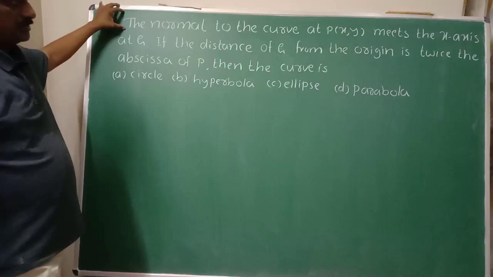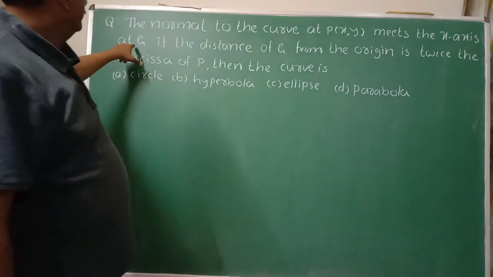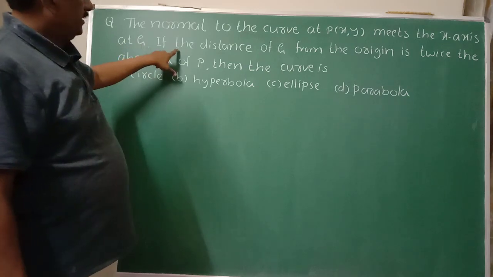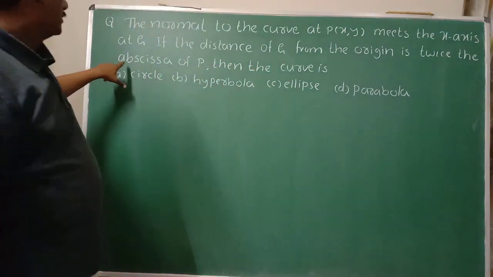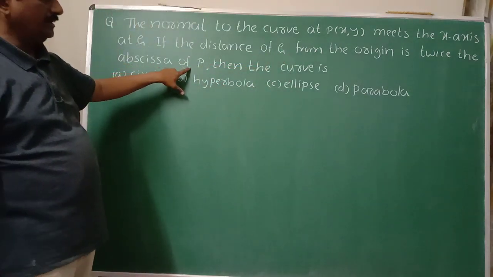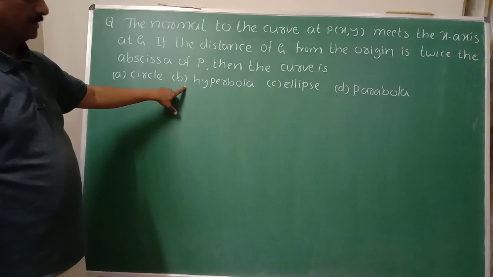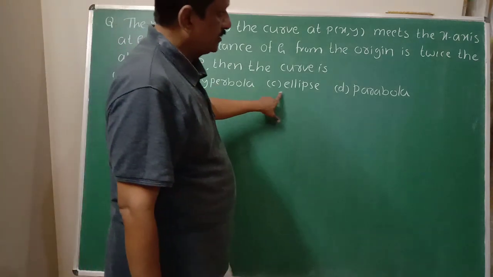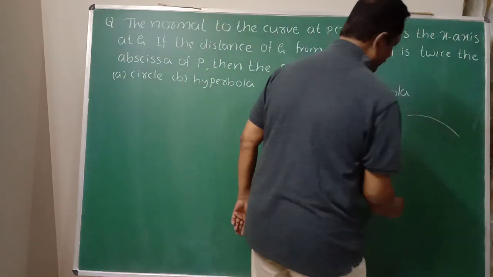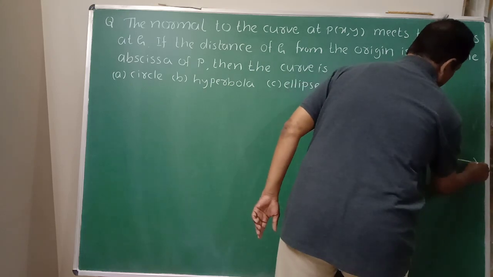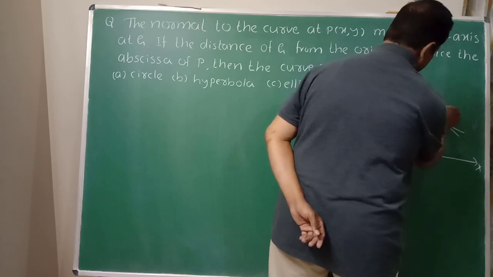The normal to the curve at P(x, y) meets the x-axis at the point G. If the distance of G from the origin is twice the abscissa of P, then the curve is: first option a circle, second a hyperbola, third an ellipse, fourth a parabola. So there is a curve, with the x-axis and y-axis, and this is a tangent and this is a normal.